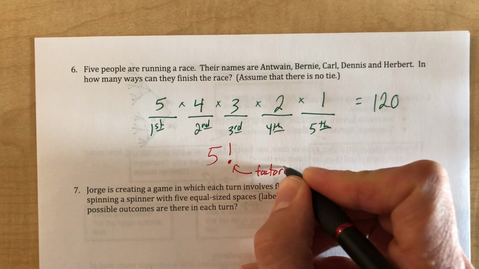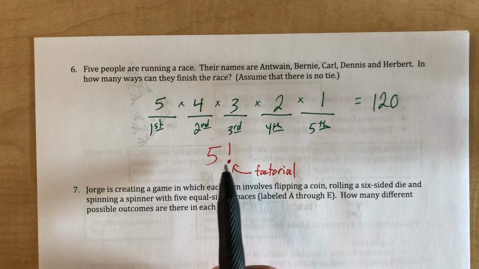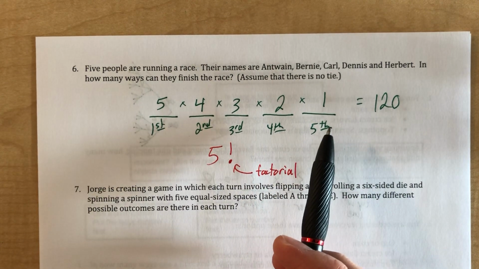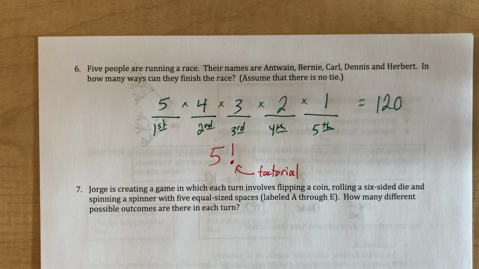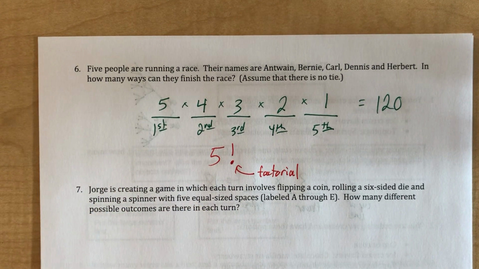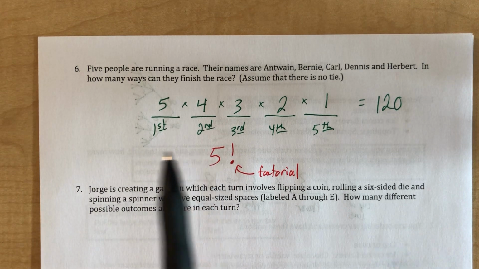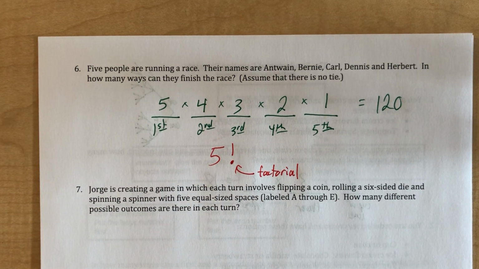And we use it a lot, actually. We use it in a situation like this where we need to take a number, an integer, and then multiply all the way down to 1. So if I would have had the same problem, but it would have been like 17 people are running in a race. I don't want to figure out 17 times 16 times 15 times 14 all the way down to 1. Ain't nobody got time for that.